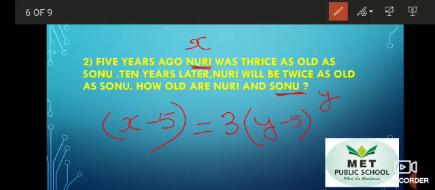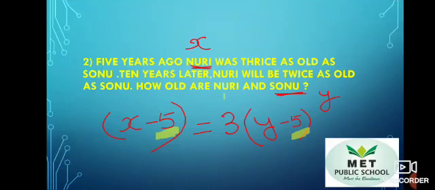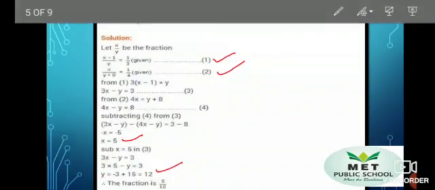Here make a note, in both the equations I have taken minus 5 and minus 5, because it is 5 years ago. So if Noori's age is taken 5 years ago, then obviously Sonu's age also will be 5 years ago. So when Noori was x minus 5, she was thrice as old as Sonu. That means 3 times the age of Sonu. Now let us see how to solve this equation. This will be the first equation, whatever you have found out.